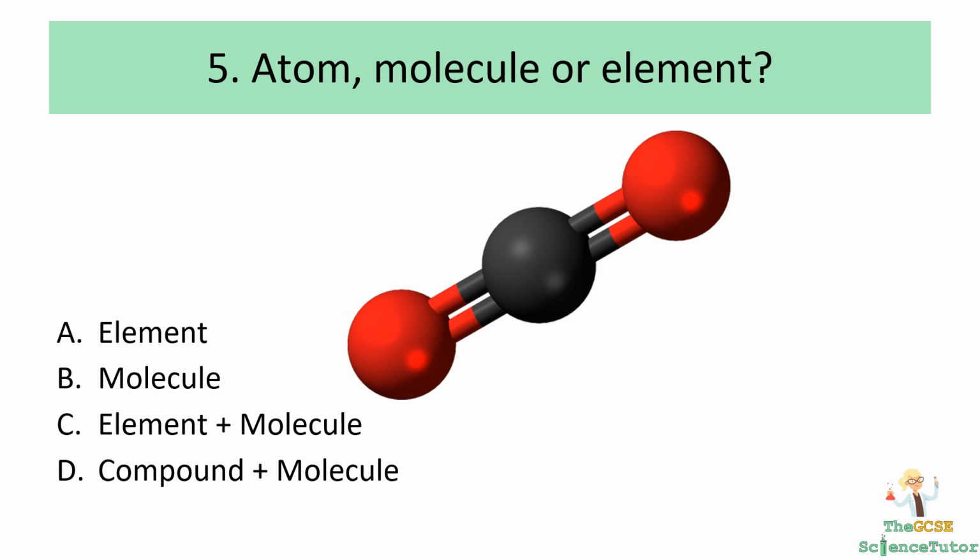What about this one? This is in fact carbon dioxide. We have a carbon atom here, bonded to 2 oxygen atoms in the red. So which is it? A, B, C or D? This is again another compound and a molecule. A compound because we have 2 different types of atoms. We have a carbon and an oxygen. And it's also a molecule because we have more than one atom there.